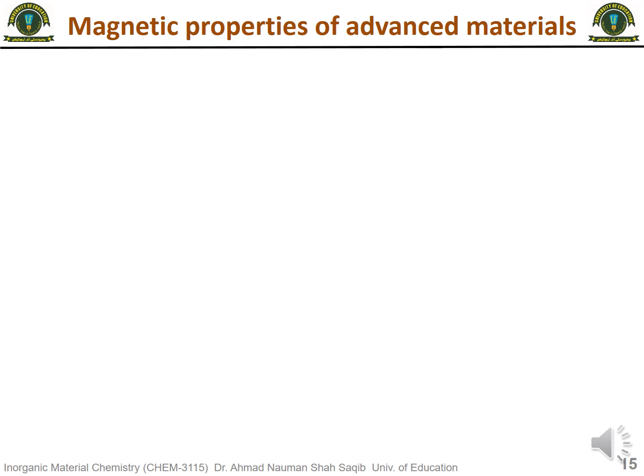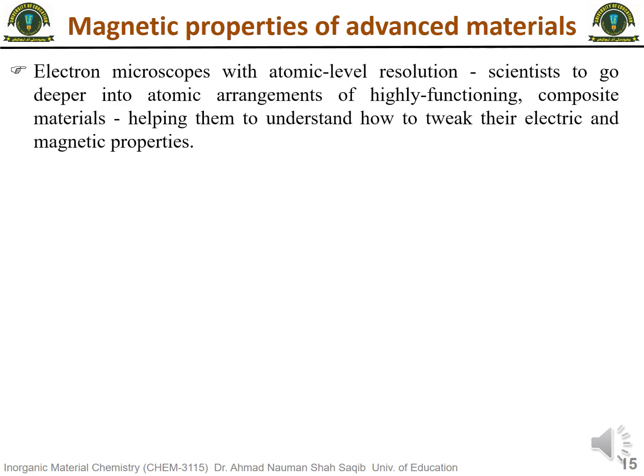So one of the first steps which we have to take to improve their properties is to know their characteristics at the very nano level. For that, these days some very efficient electron microscopes which have atomic level resolution are being built, which are available and help scientists to study these materials at the atomic level, especially these kinds of composite materials for their high functional applications.